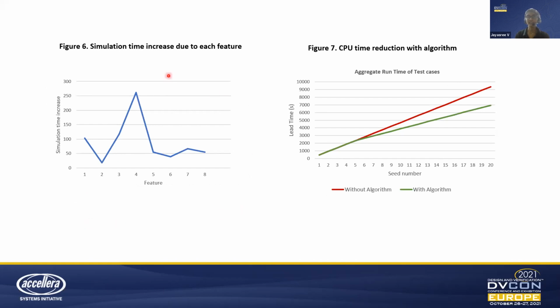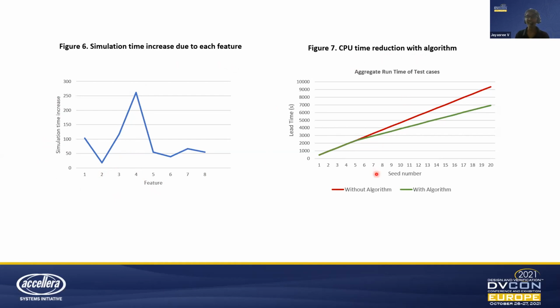The figure on the left shows the simulation time increase due to each feature, which was computed using the formula shown in the slide explaining the relative impact. The x-axis represents the feature and the y-axis represents the simulation time increase. From the figure, we can see that feature 4 has the maximum runtime increase and feature 2 has the minimum runtime increase.